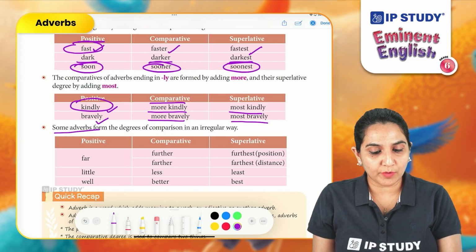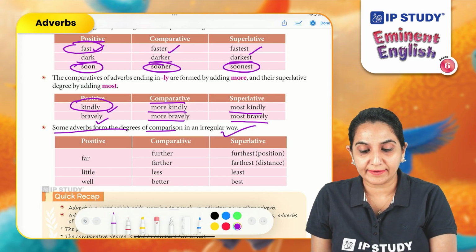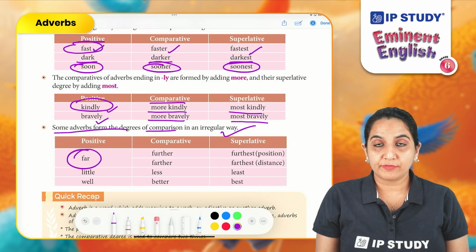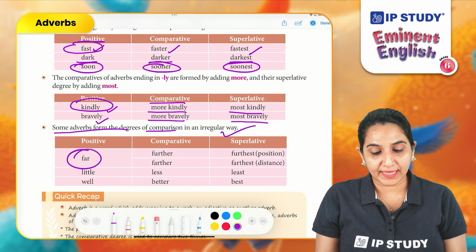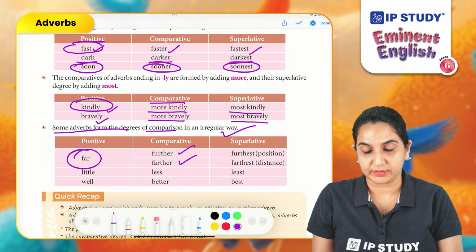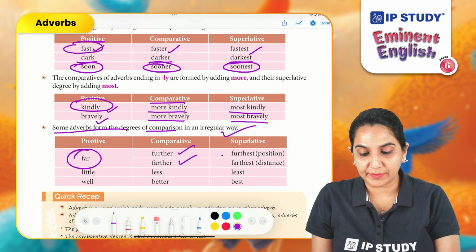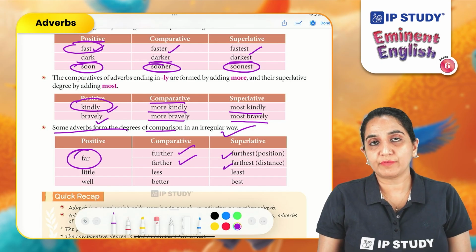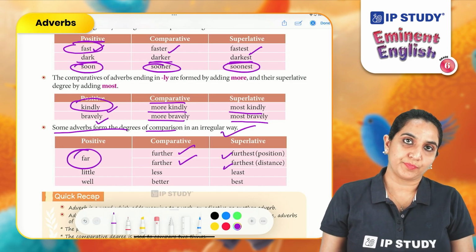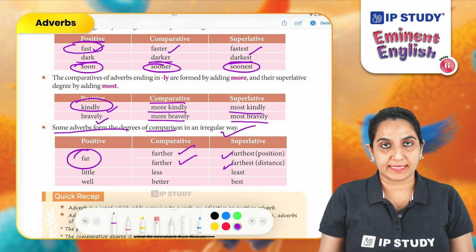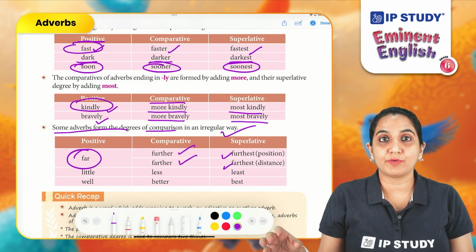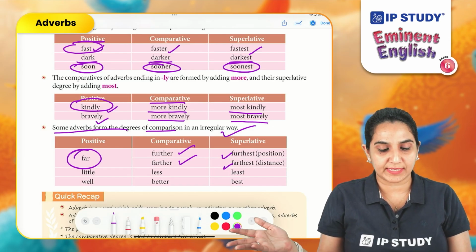Some adverbs form the degrees of comparison in an irregular way. For example, far. Far's comparative degree can be further or farther. Superlative degree can be furthest or farthest. Further is often used when we are talking about the position of an object in a sentence. But farther is mostly used when we are talking about a distance. So farther, farthest, further, furthest.